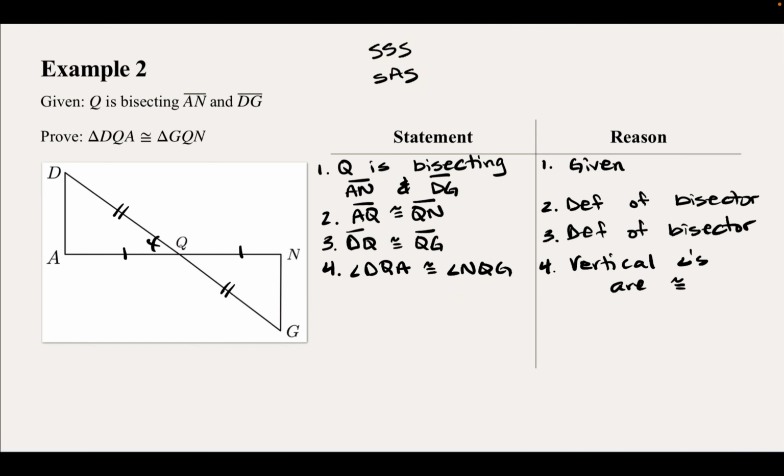And I'm going to put my tick marks in. I can clearly see that this is SAS because I have two sides and the included angle, which means I'm allowed to say that the triangles are congruent. Triangle DQA is congruent to triangle GQN, and that is by SAS.